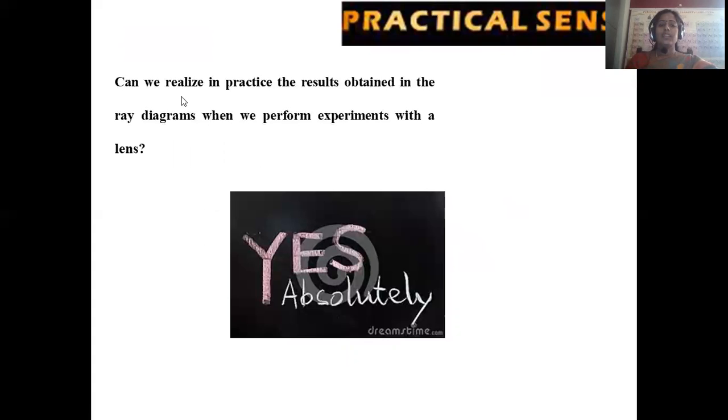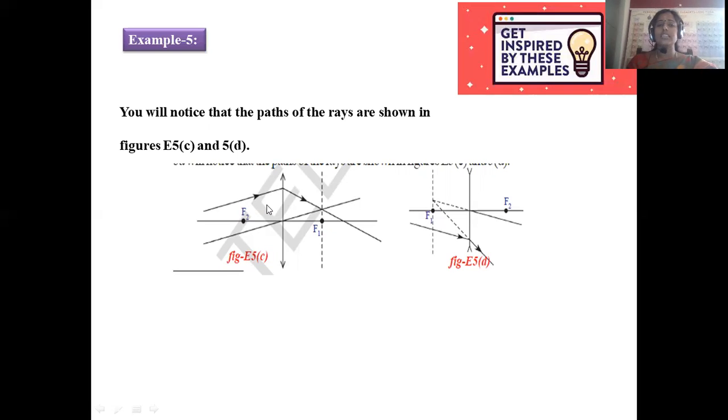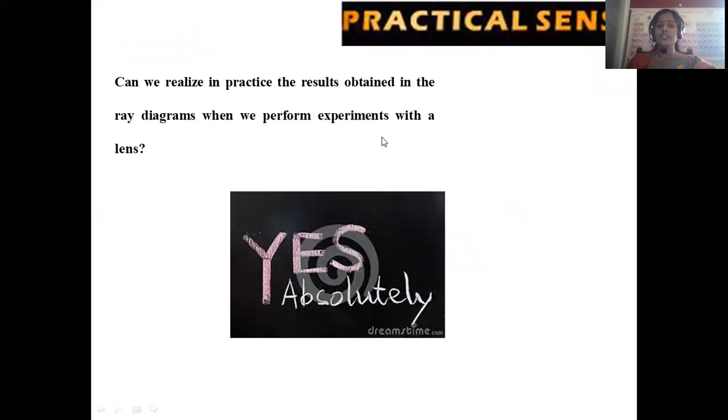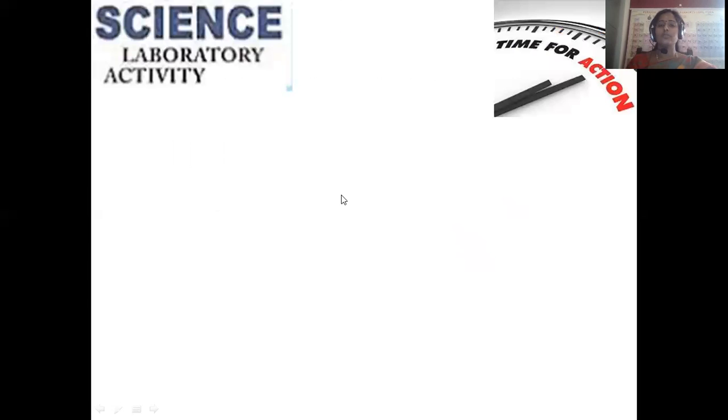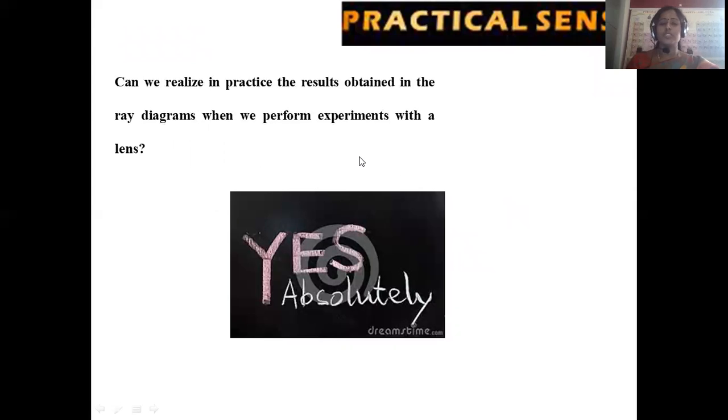And can we realize that in practice, the results obtained in the ray diagram, when we perform experiments with the lens? So these are all theoretical assumptions only. Then is it possible to draw them in the experimental manner? So we have to go for the experimental conclusions. So theoretical assumptions, rule of framing, everything is completed. In the next series, we are going to extend with the laboratory activity of all these theoretical assumptions.